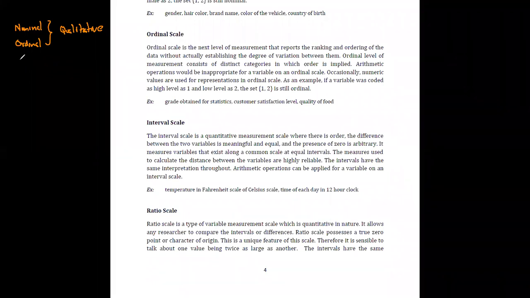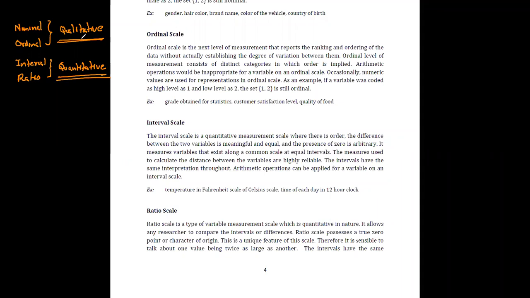But if you are considering the interval scale of measurement and the ratio scale of measurement, then we can say that this deals with the quantitative scale of measurement. Therefore, this is how we are categorizing the scales of measurement based on the qualitative and the quantitative scales of measurement.